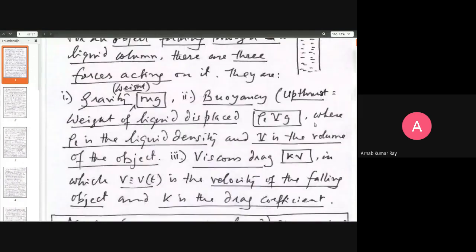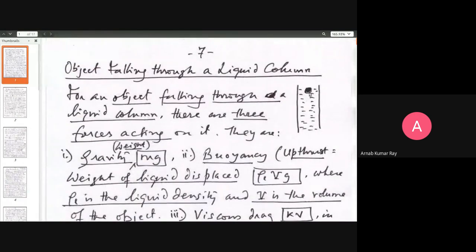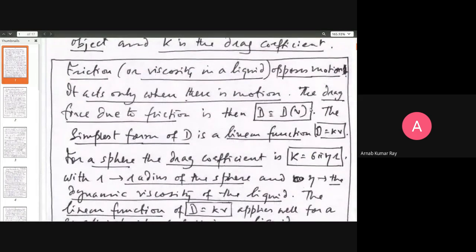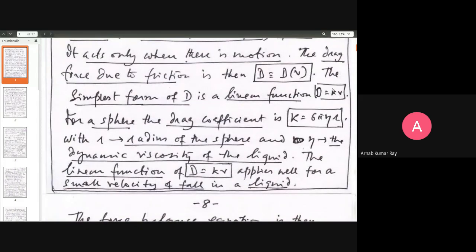Now, if the object that is falling through the liquid column is a spherical object, although this object doesn't look too good as a sphere, then for a sphere, the drag coefficient, this proportional constant k, is given as 6 pi eta times r, where r is the radius of the sphere and eta is the dynamic viscosity of the liquid. I'll come to this word dynamic later, but just make a note of it now. There are two kinds of viscosities, dynamic viscosity and kinematic viscosity. Kinematic viscosity is simply this eta, the dynamic viscosity, divided by the density of the liquid. We shall use that later, not now.